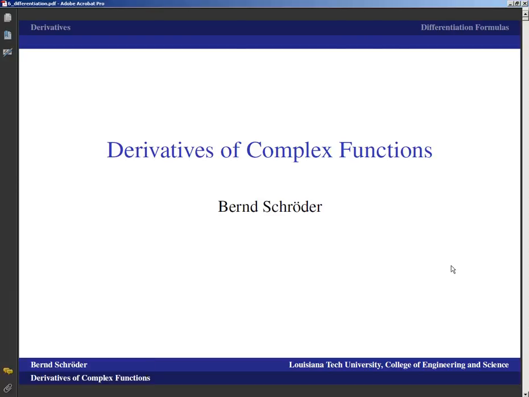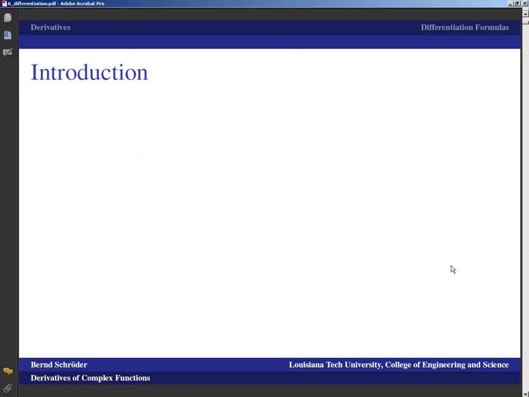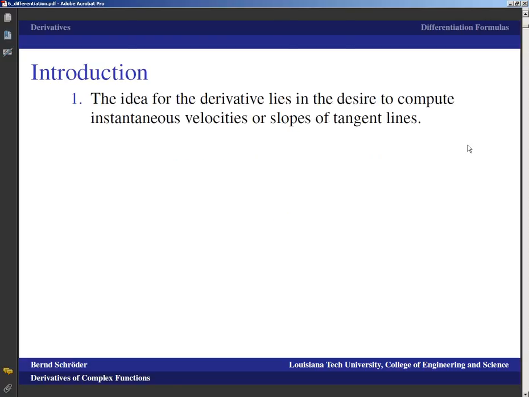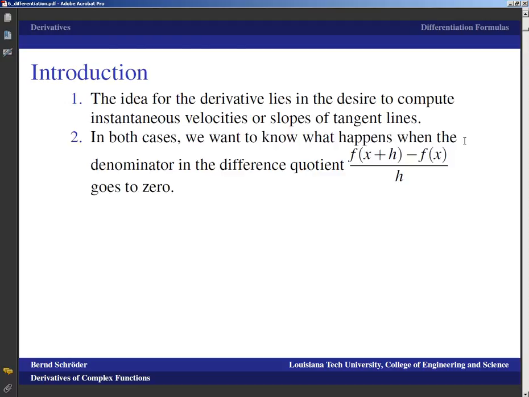Okay, so when we take derivatives of complex functions, basically the idea still remains the same. The idea has the same root. The idea for derivatives was the desire to compute instantaneous velocities or slopes of tangent lines. And formally that means in both cases we want to know what happens when this denominator h in the difference quotient f of x plus h minus f of x divided by h goes to 0.